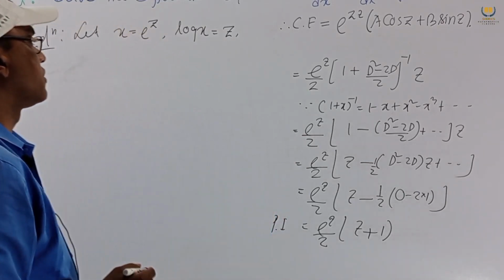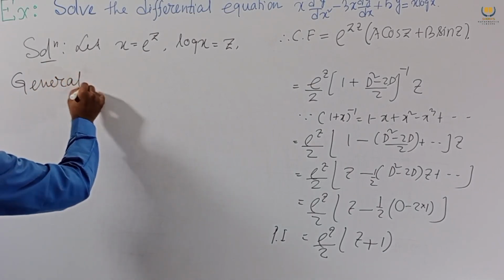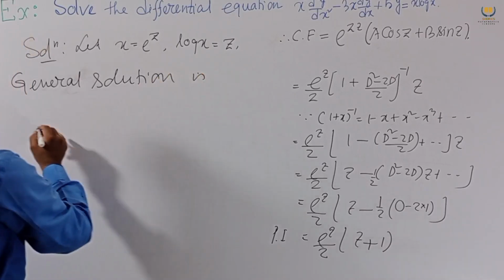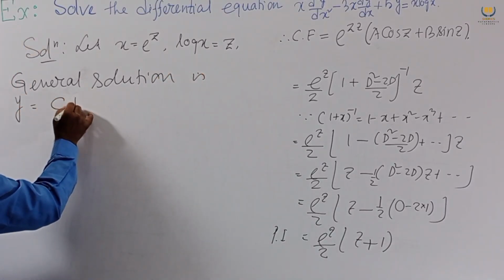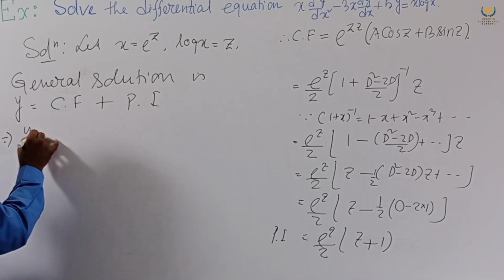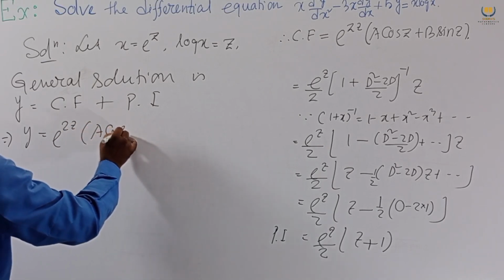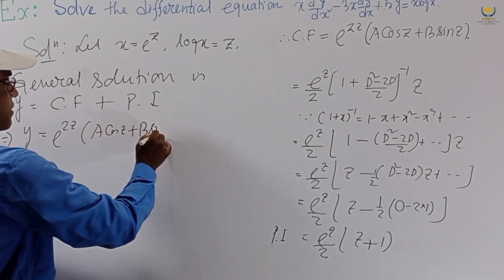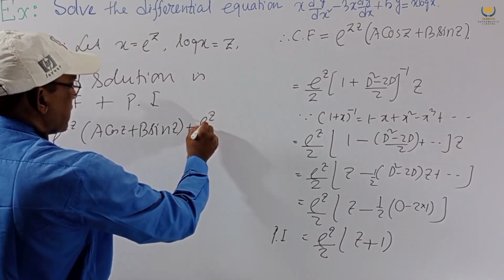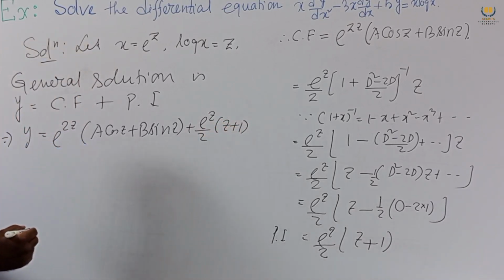Now the general solution. The general solution is y equal to CF plus PI. CF means e to the power 2z, a cos z plus b sin z, and PI we get e to the power z by 2, z plus 1. We get this.